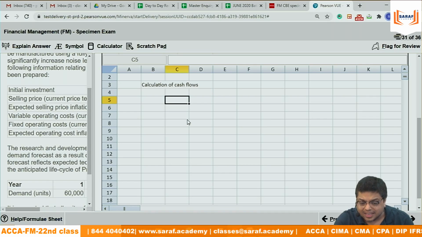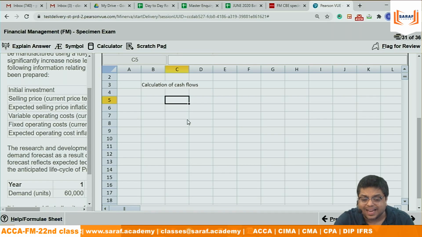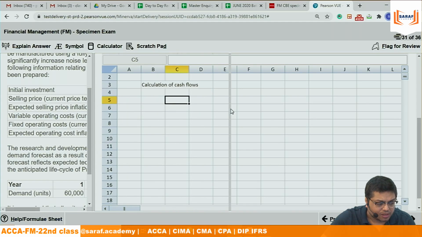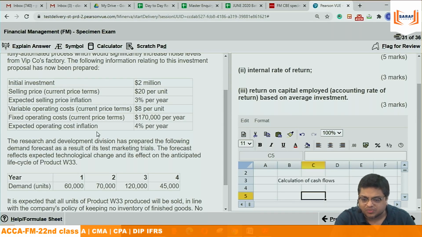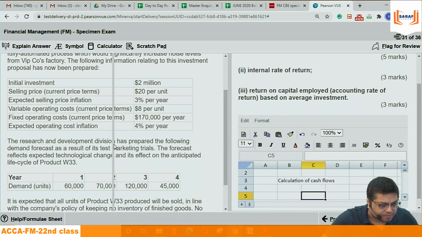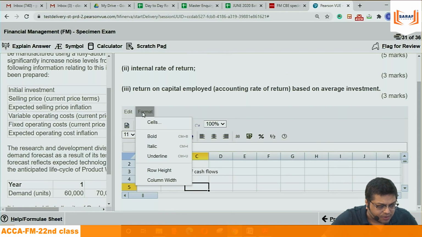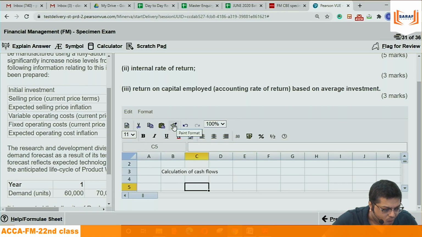Sometimes the students also complained to the institute that in the mock paper on the website, some functionalities are not working. But in the exam, this function is available. You can copy paste this entire thing there. That is why I was saying that. Suppose here the figures are like this and it is in columns. There is a format. One second.